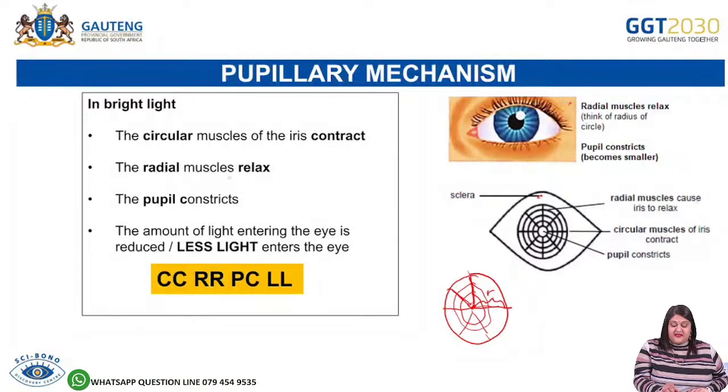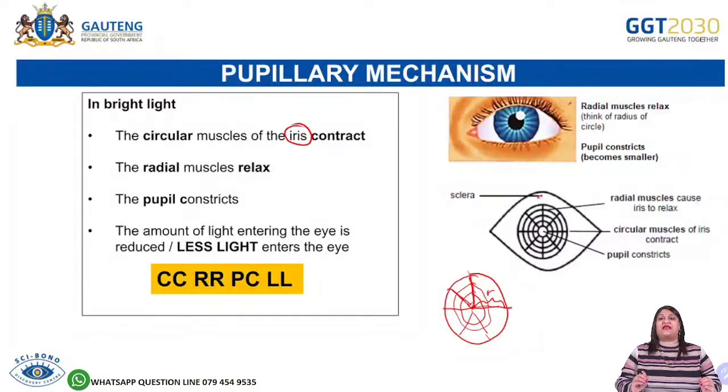So if we have a look at this, where do learners go wrong? They don't mention the iris. You have to say the circular muscles of the iris. Why? Because there are circular muscles somewhere else. You need to be specific to show the examiner that you understand that this is happening in the iris. So you can either say in the iris, the circular muscles contract, the radial muscles relax, or you can say the circular muscles of the iris contract, the radial muscles relax, the pupil constricts, and then you talk about the amount of light.